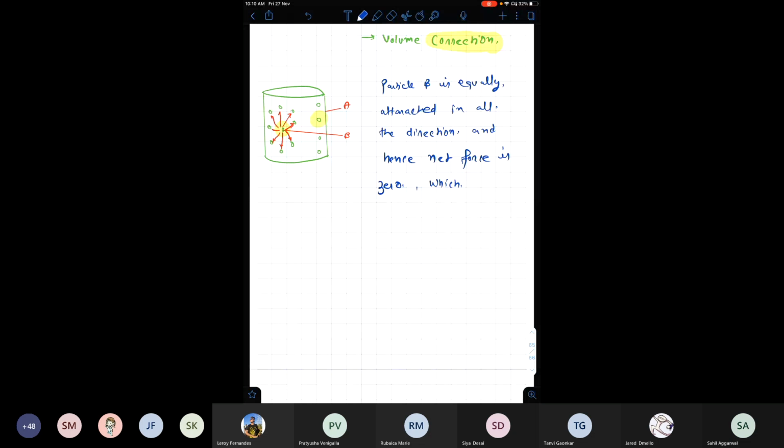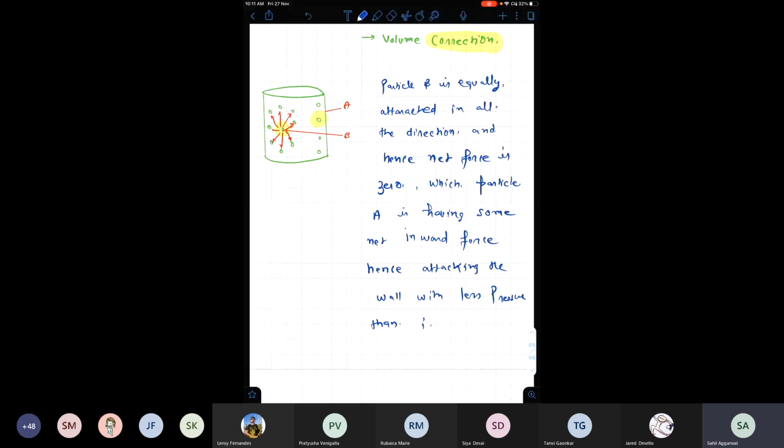while particle A is having some net inward force, hence attacking the wall with less pressure than ideal. Read it.